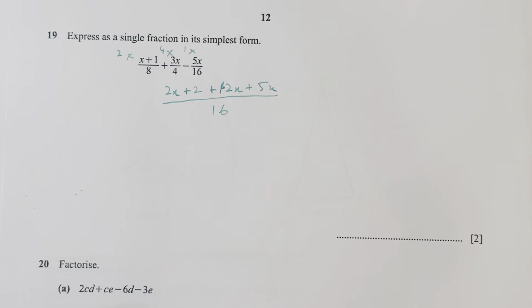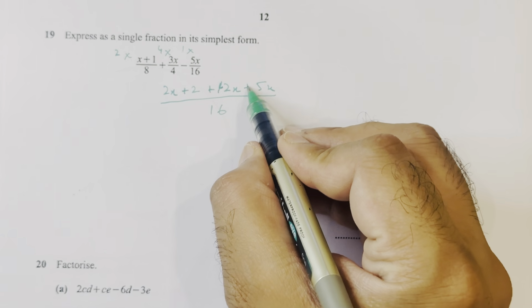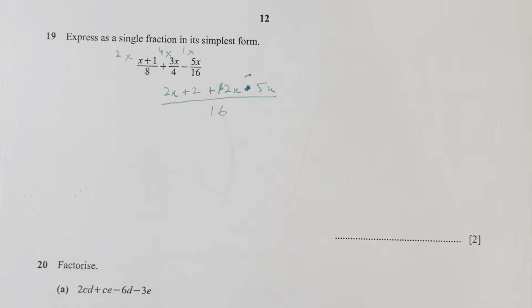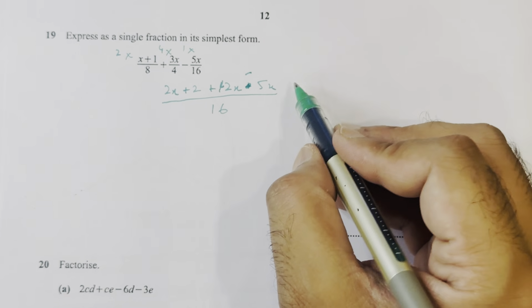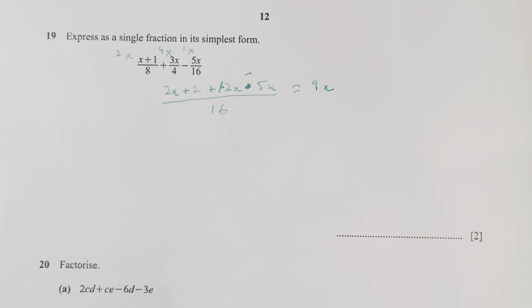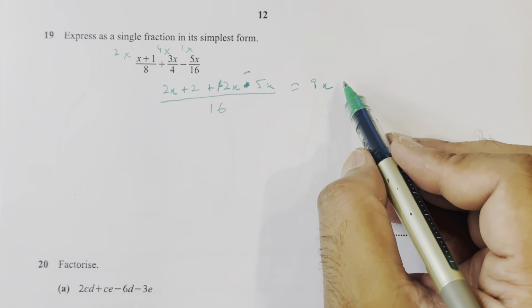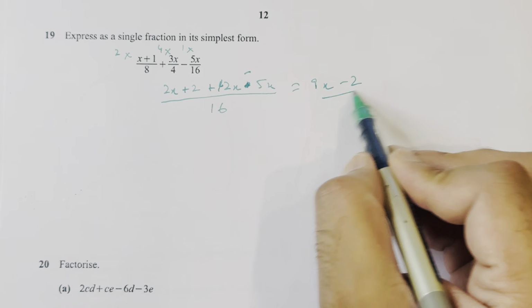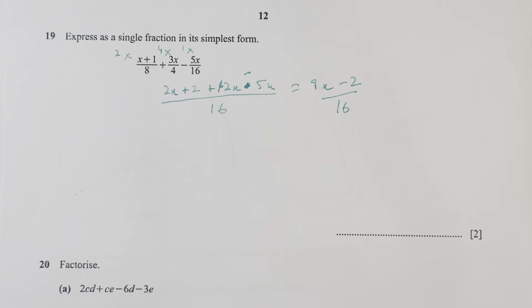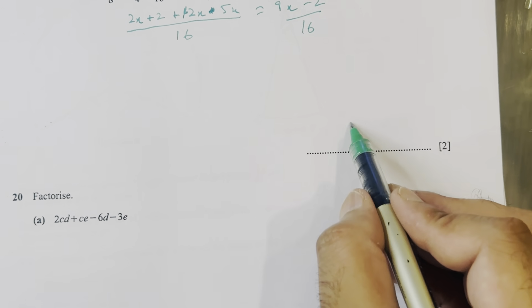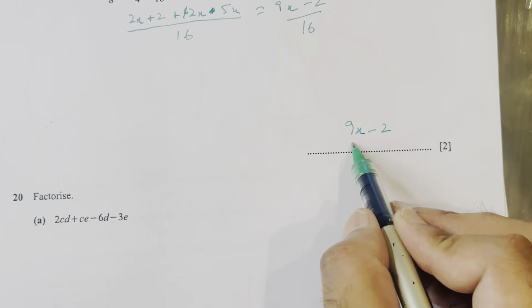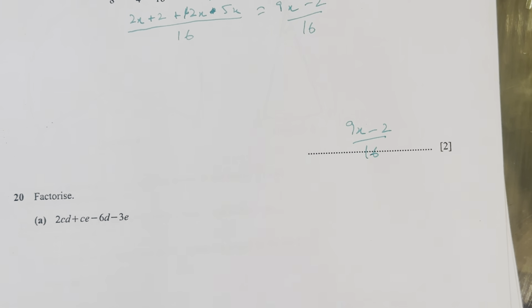So this is minus, this is minus. 2x minus 2 plus 12x is 14x, 14x minus 5x, the answer would be 9x. 9x minus 2 over 16. This is the simplest form of this expression, so our answer would be 9x minus 2 over 16.